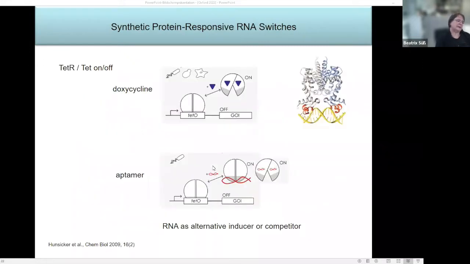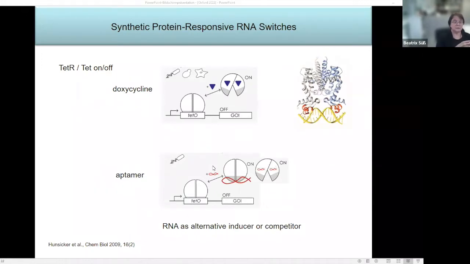And several years ago, I think it's 20 years ago, I thought, okay, maybe I can find an alternative to this classical TET on, TET off system. The idea was, can we find or select RNA aptamers that somehow influence the system? And you can, in principle, think of different ideas.